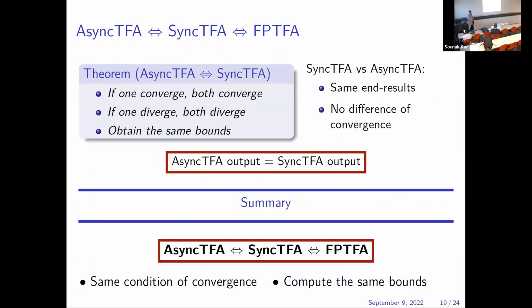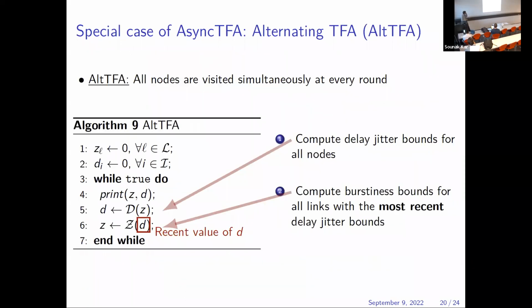We also prove that there is an equivalence as before, but this time with async TFA. So we extend this theorem. We find that async TFA, sync TFA, and FPTFA all find the same bounds and the same convergence results. This is one of the main points of the paper.